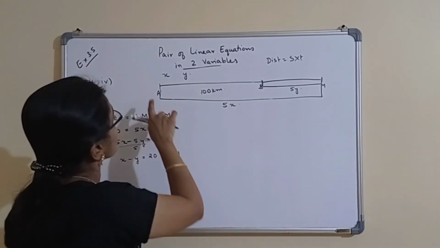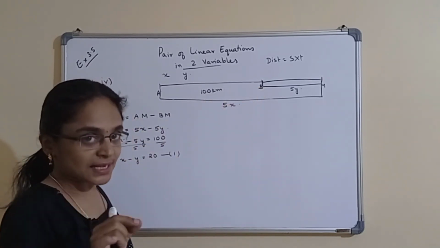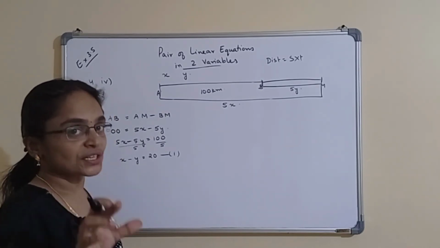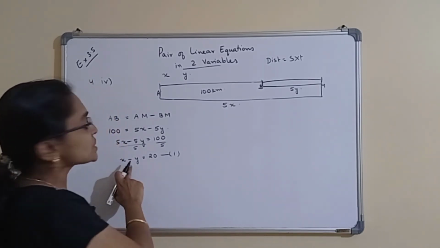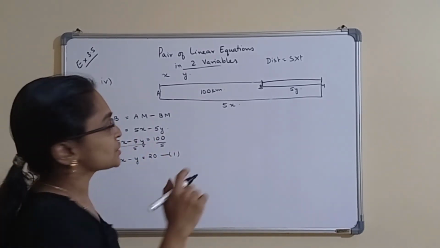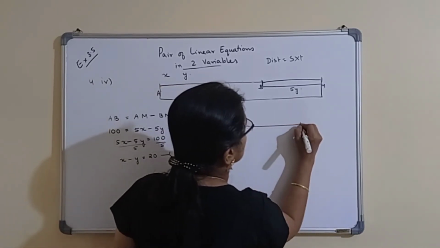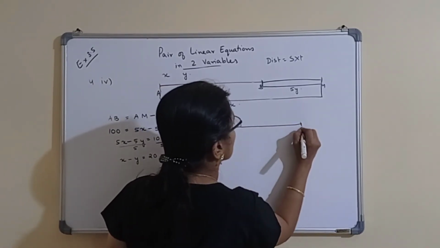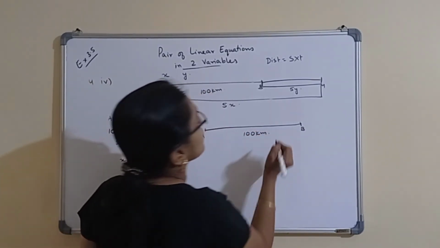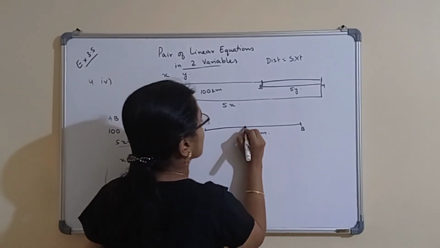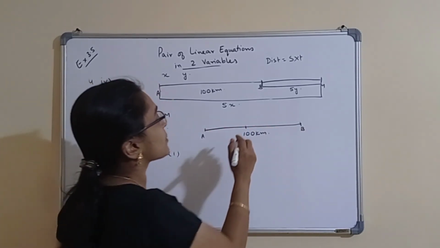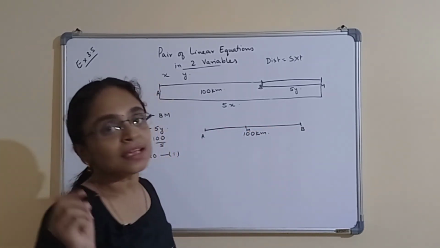So if they start from A and B at the same time and they reach a point in 5 hours, that is they reach the same point in 5 hours, their equation is x minus y is equal to 20. Now the second condition is A and B. One car is starting from A and this is 100 kilometers. One car is starting from A and reaching a point, and another car starting from B and reaching this point. Let this be M again.